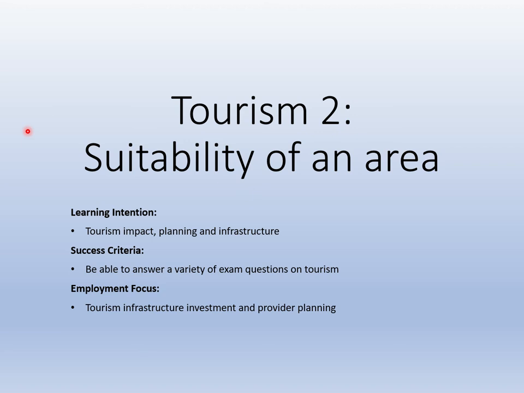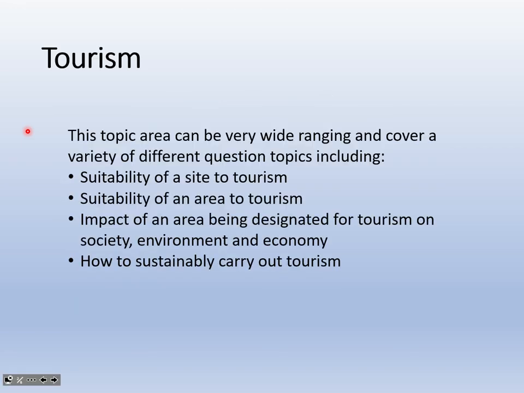we're going to deal with this second major question within the tourism theme of why is an area suited to the industry. A quick reminder of the various questions that we can be asked. In lesson 1, in the tourism theme, we looked at the suitability of a site to tourism. Here we are looking at the suitability of an area to tourism. In a future lesson, we'll look at why there are social, environmental and economic impacts on tourism. And finally, we'll look at how to carry out tourism sustainably.